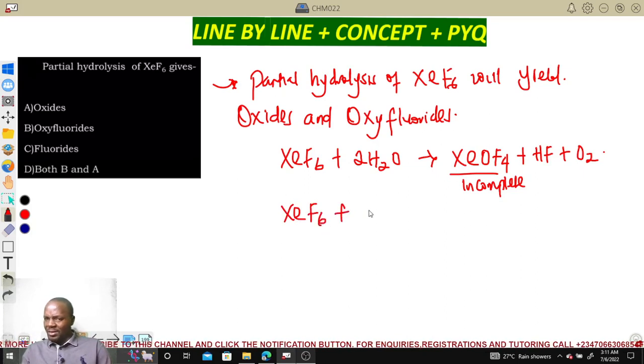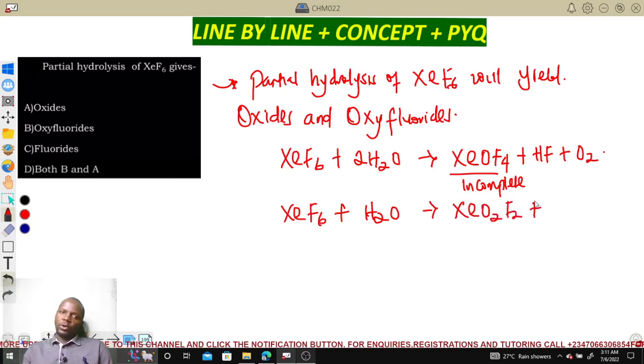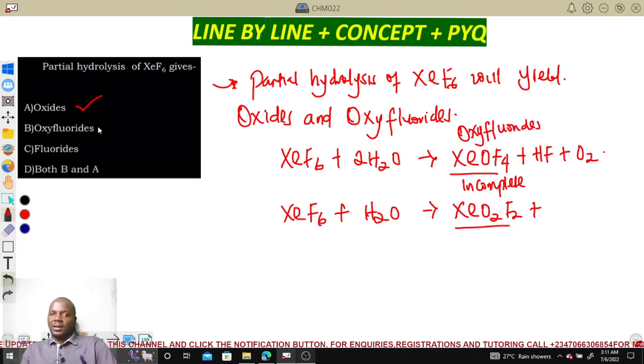You can keep all these reactions plus H2O 1 mole to now be SeO2F2 plus what? This guy here is now what we call oxyfluoride. You can say oxyfluoride. So note that. It will yield oxides and oxyfluoride. Keep that at the back of your mind. So the answer to this will be both B and A. And we move to the next one.